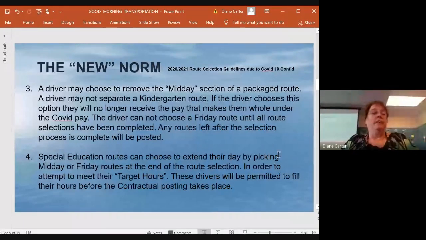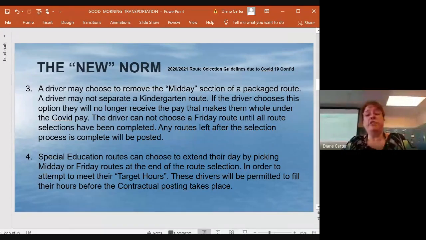Okay. Number 3, a driver may choose to remove the midday section of a packaged route. A driver may not separate any of our kindergarten routes. So some of our routes have elementary and kindergarten with them. If they have any type of kindergarten route with them, we can't separate those because we want to make sure that we're keeping the driver as consistent as possible. But we will work with you on removing the midday routes and trying to get them covered a different way.